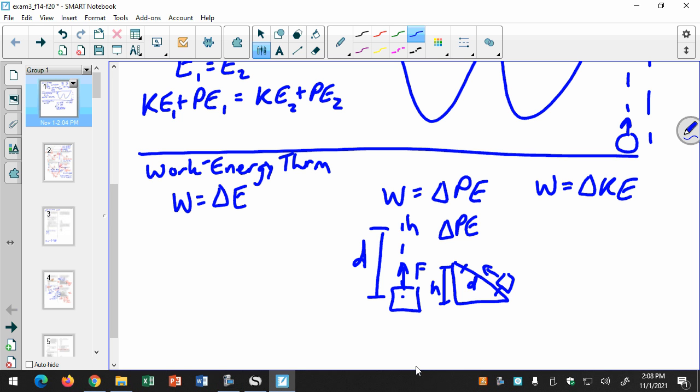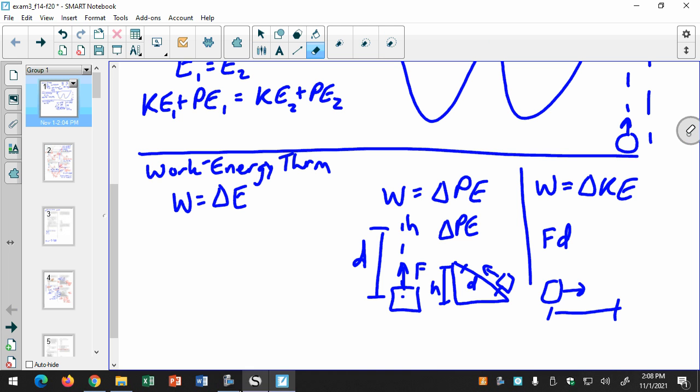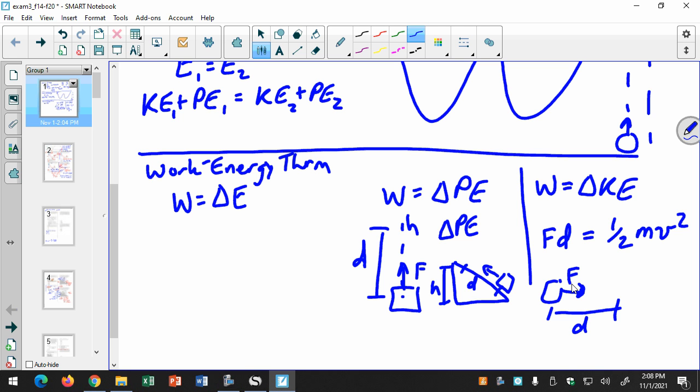And that's like your lab, actually, that y'all did last week. And then also work will cause a change in kinetic energy if I apply a force over a certain distance. So apply a force over a distance, that's going to cause the object to accelerate, which will give it additional kinetic energy.